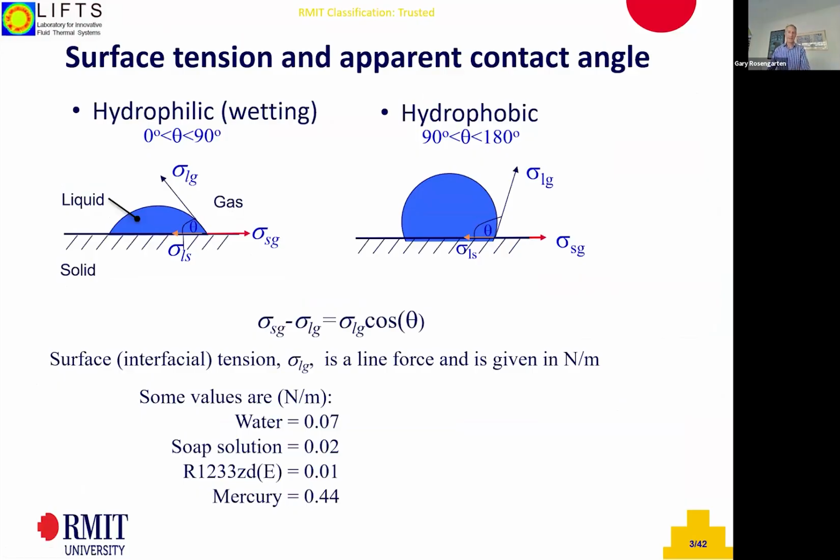I'll skip through this because again, I thought this was going to be one of the first talks about what surface tension and what contact angle is. And what I'll just highlight here is this is apparent contact angle. When you put a drop on a surface, you're measuring not the fundamental contact angle, and you'll see in the next slide, but an apparent contact angle, which is still very important, but it's a little bit different.